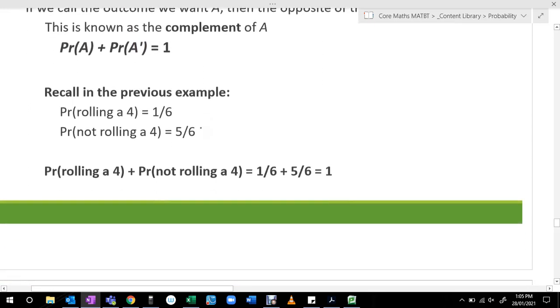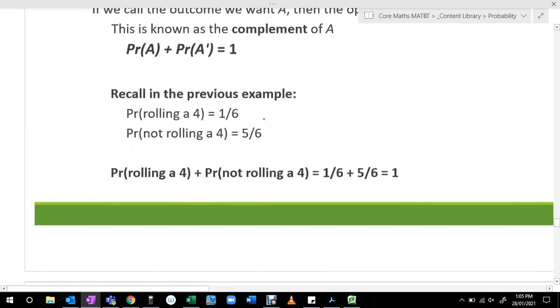So for example, the probability of rolling a 4 is 1 over 6. And the probability of not rolling a 4 is going to be 5 over 6. Now remember when I said when you add them together, 1 over 6 plus 5 over 6 will equal 1.